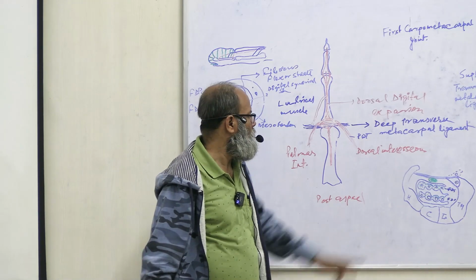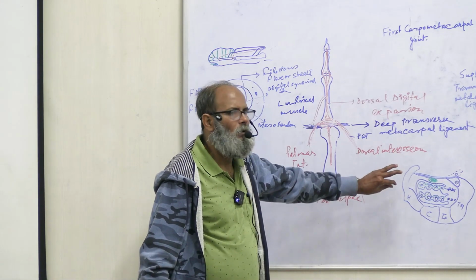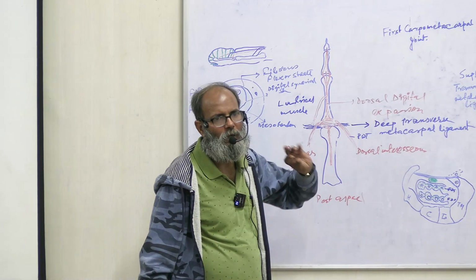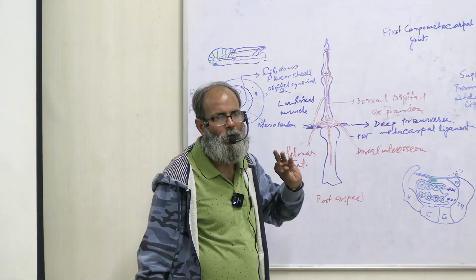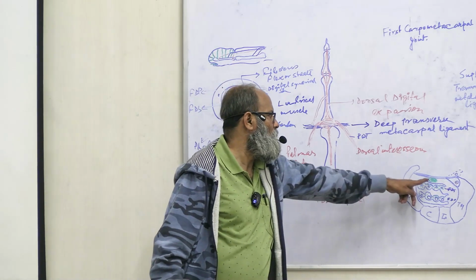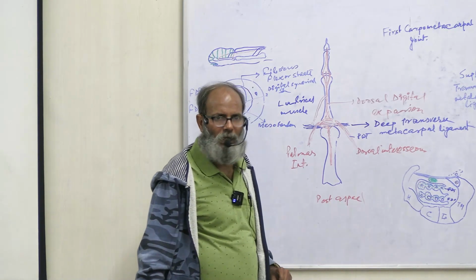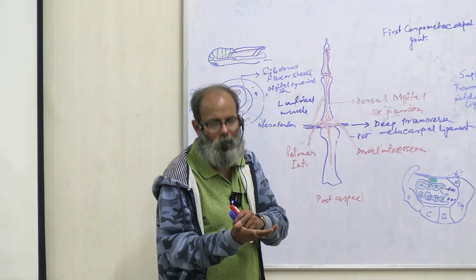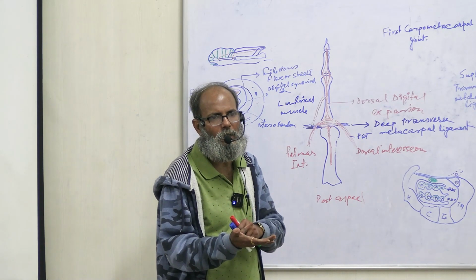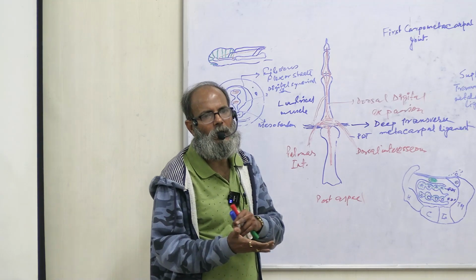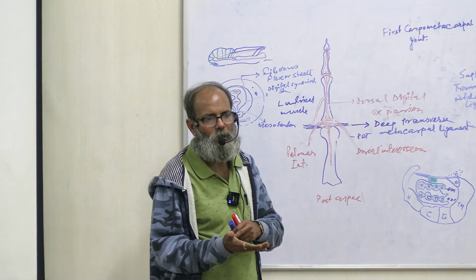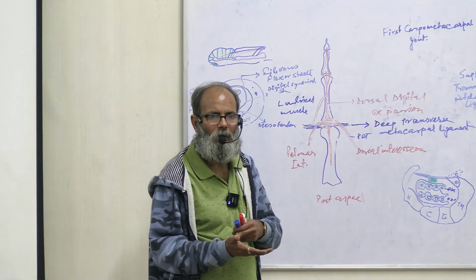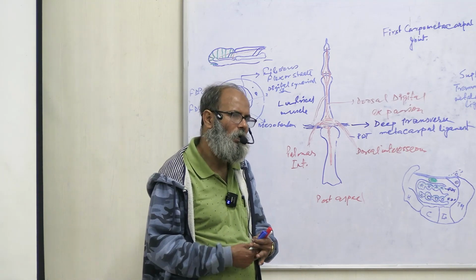All right. Now, if there is any infection, pus formation, accumulation of exudate, this will compress the median nerve, and there will be carpal tunnel syndrome. There will be wasting of the thenar muscles as well as pain and tingling over the distribution of the median nerve. What is my point? This is carpal tunnel syndrome.